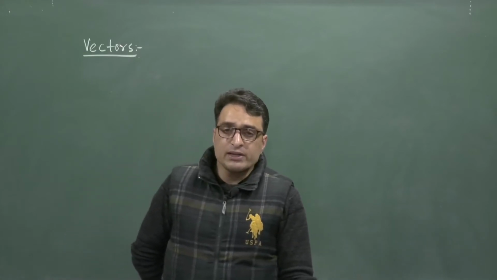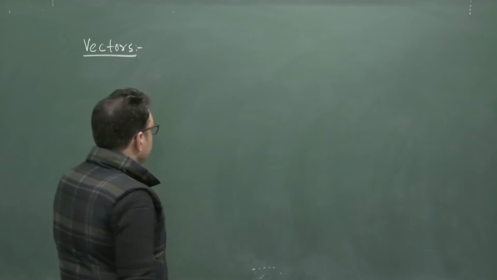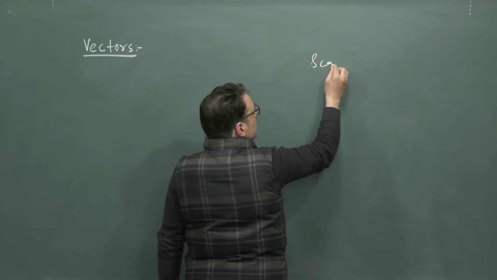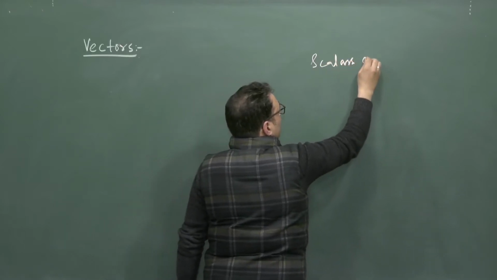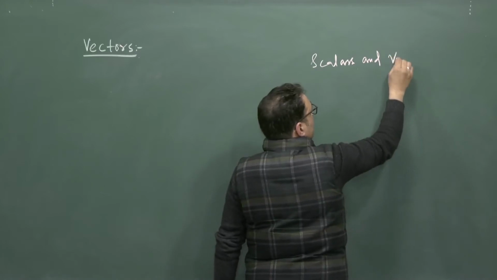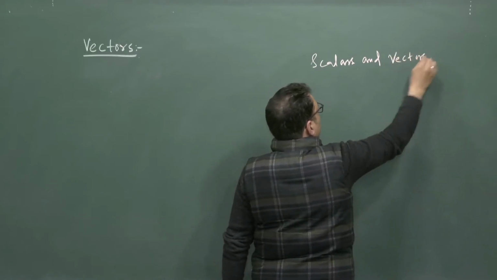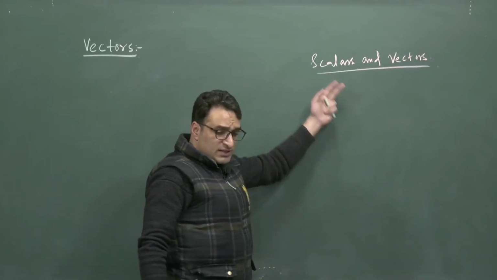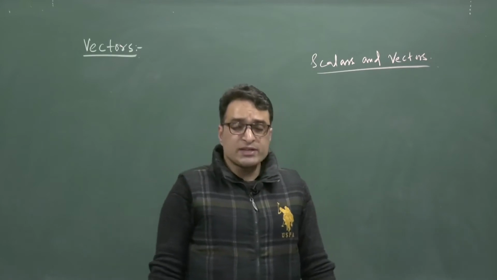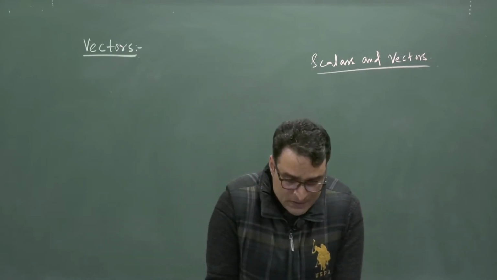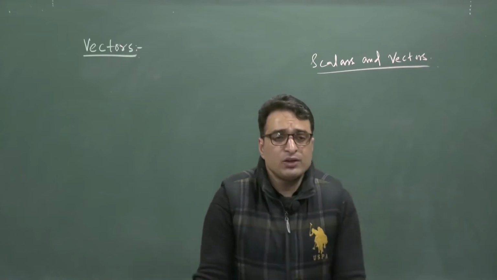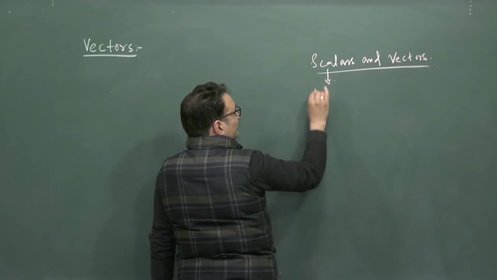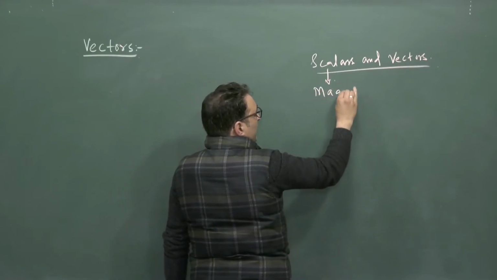Secondly, we can classify the physical quantities as scalars and number second is vectors. You might have read in earlier classes about the scalar. Now, scalars are those physical quantities which are characterized by or described by magnitudes only.